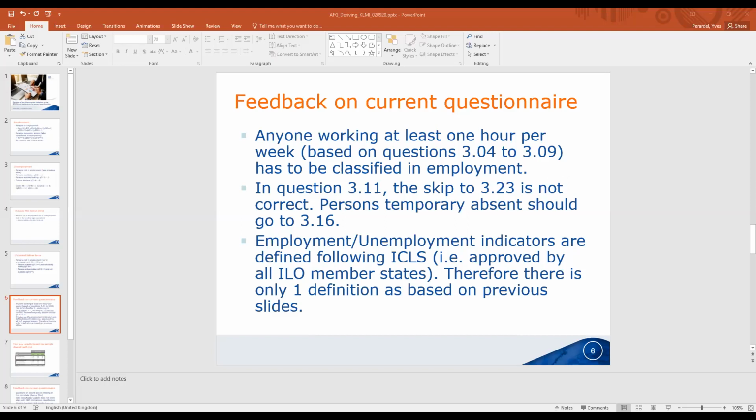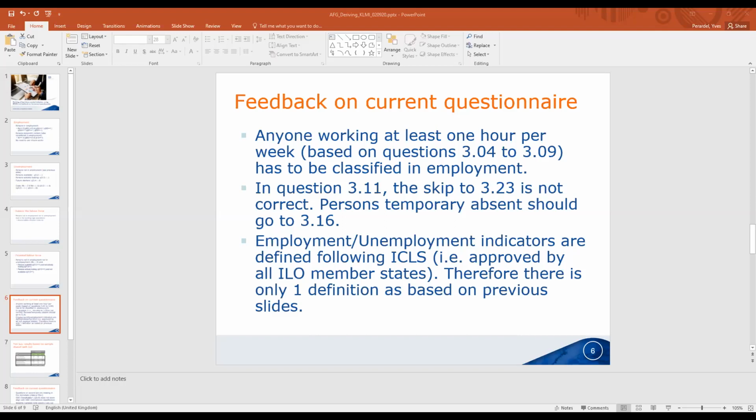319 to 322. I think the reason why is because you're asking in this question specifically what activities they were doing during last week, and they are temporarily absent, so they were not doing any activity. But the only problem with this is that we still want to know, even for the persons who are temporarily absent, where do they work? So what are the ISIC and ISCO classifications?